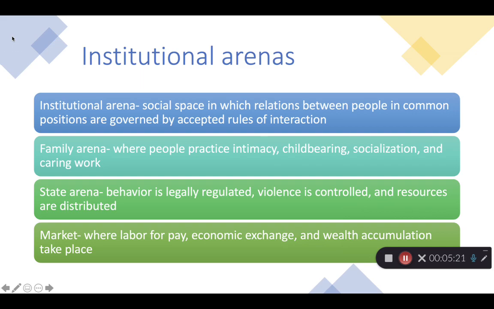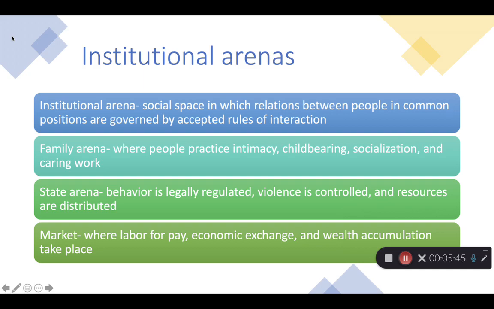For example, the family exists in a society that has an economy, and the economy can then affect the family. If you have a Great Depression or an economic recession or a virus that forces people out of work, for example, how in turn does that affect the family? So again, the family exists within a larger society consisting of social institutions.